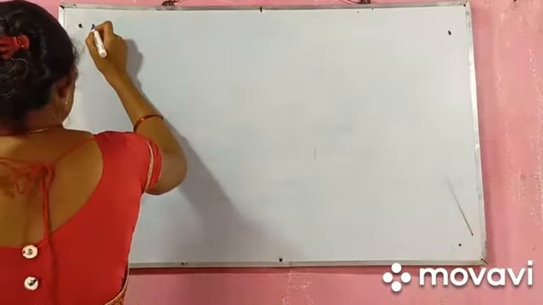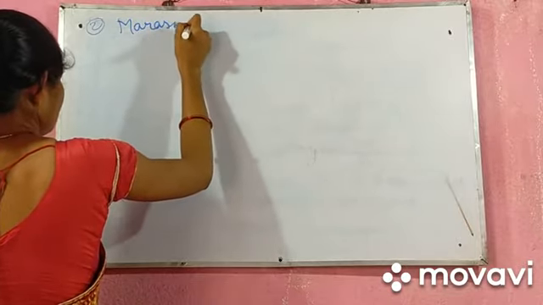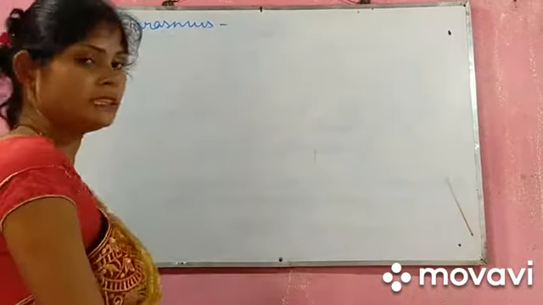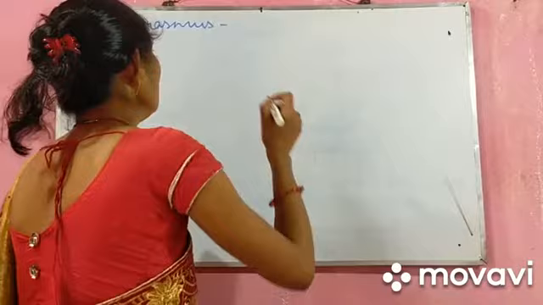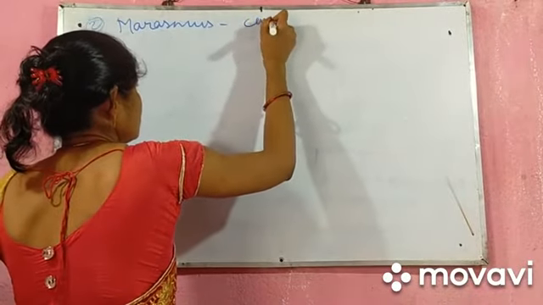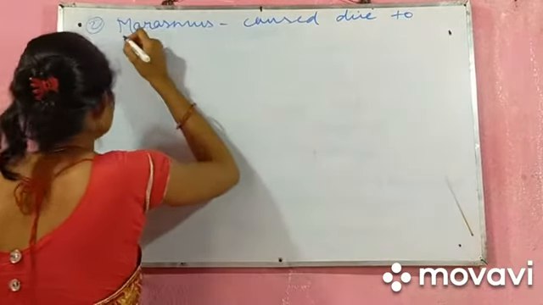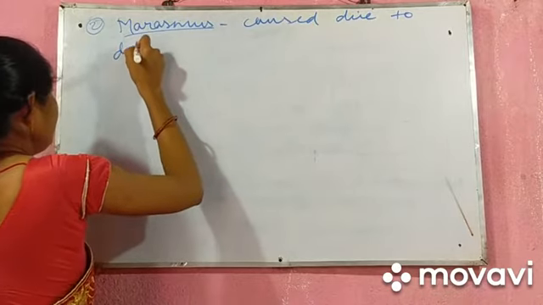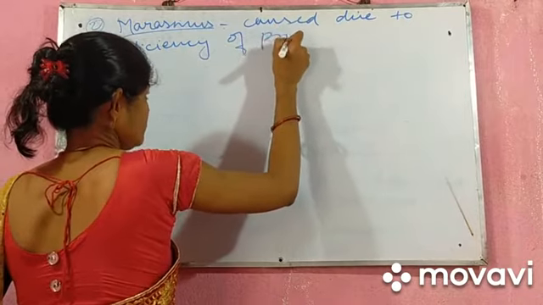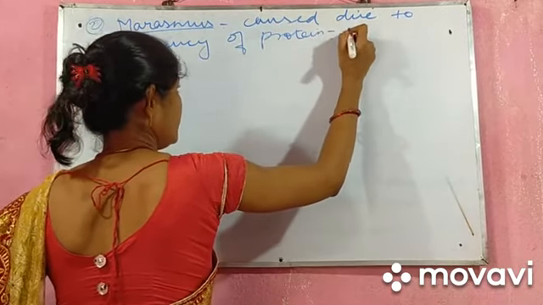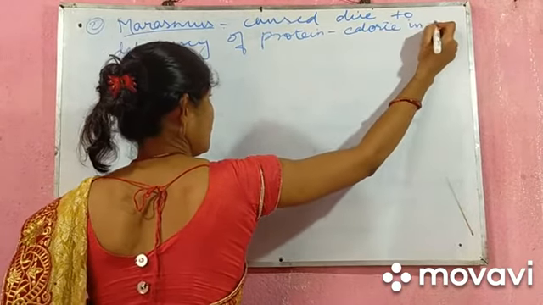So now we discuss another disease, that is marasmus. Marasmus is a disease which is caused due to the deficiency of calorie and protein in our body.